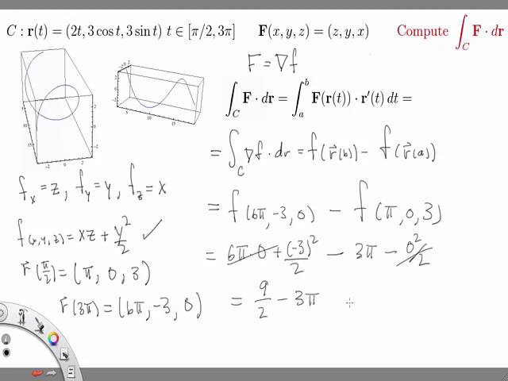And you can go back to the example in section 2 and verify that 9 halves minus 3 pi was exactly the result that we got using the parameterization and just computing this integral in the standard way. So the fundamental theorem of calculus will always agree with the standard method whenever it's applicable. But oftentimes, especially if my curve is complicated, it's better to do a little bit of work to find the potential function, and that way all we need to know is about the endpoints of the curve instead of what happens in between.